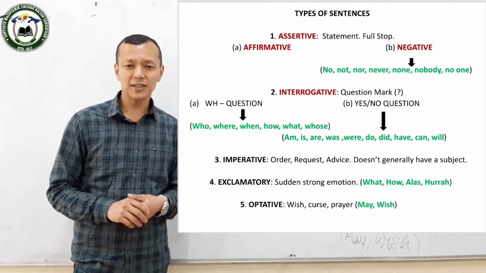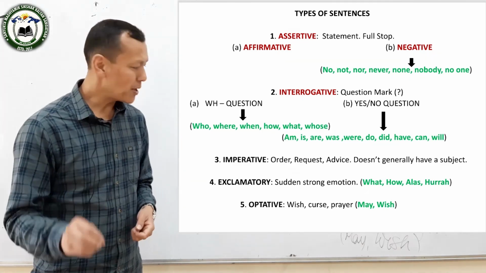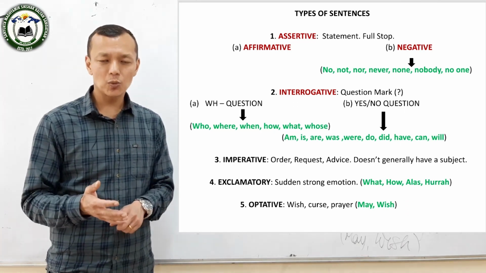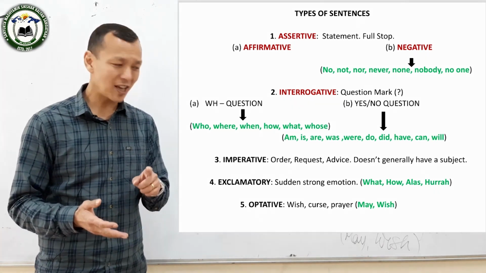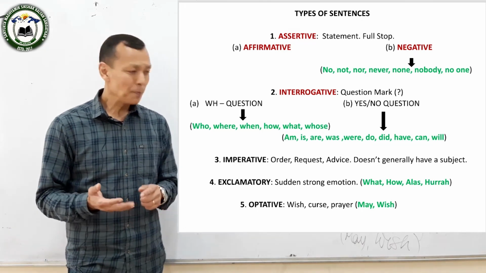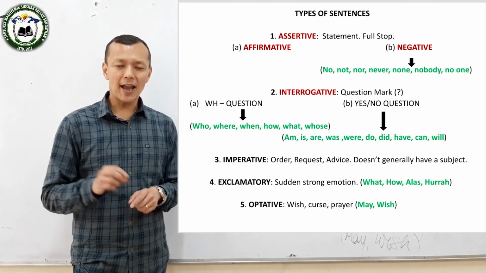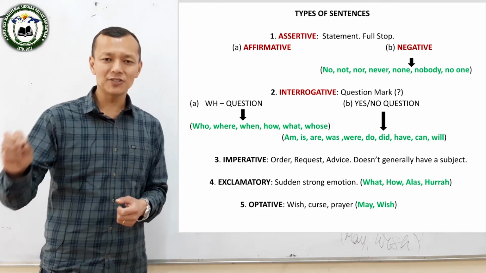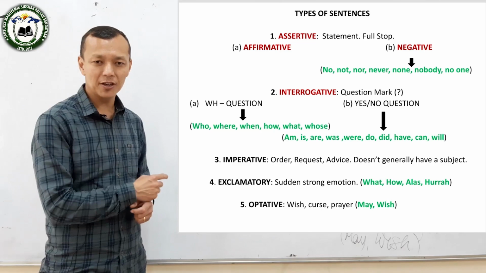The third kind of sentence is called an imperative sentence. Imperative sentence bhaneko a sentence which gives an order, which makes a request or which gives an advice. Tyahanira lekhdeko cha order, request, advice. Any sentence that gives an order or makes a request or gives an advice is called an imperative sentence.